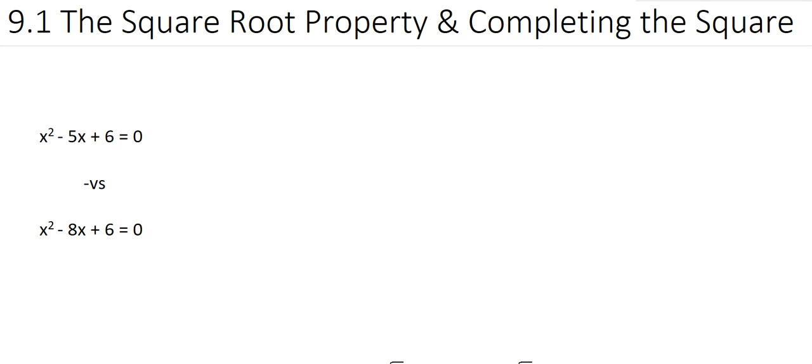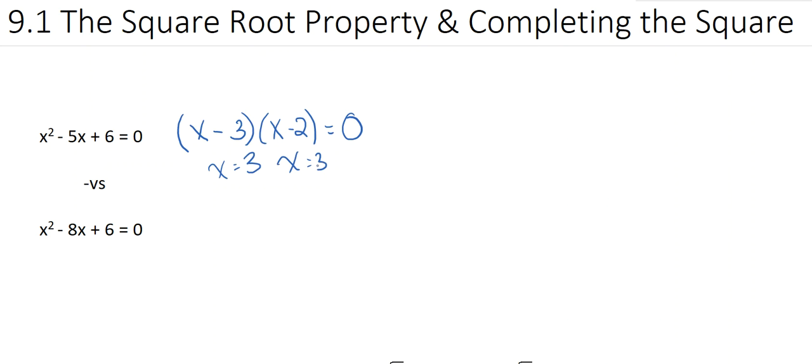Now, in previous lessons, what we would do is we would see a quadratic equation like you see here, and we would try to factor it. So x minus 3, x minus 2 equals 0. And then we would solve: x equals 3, x equals 2.